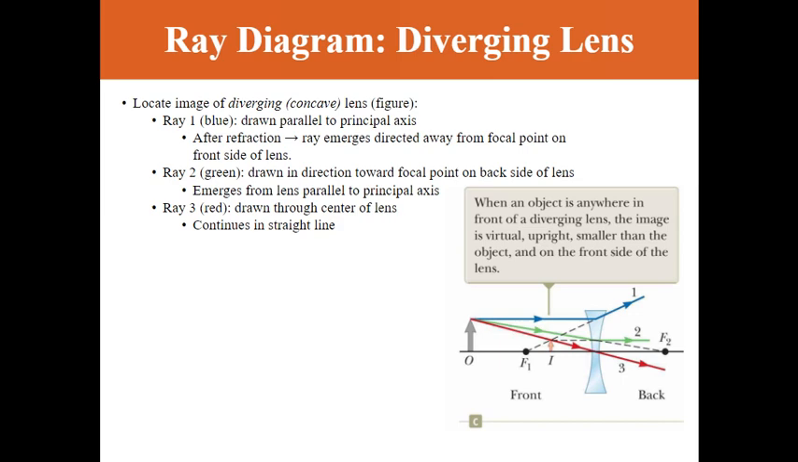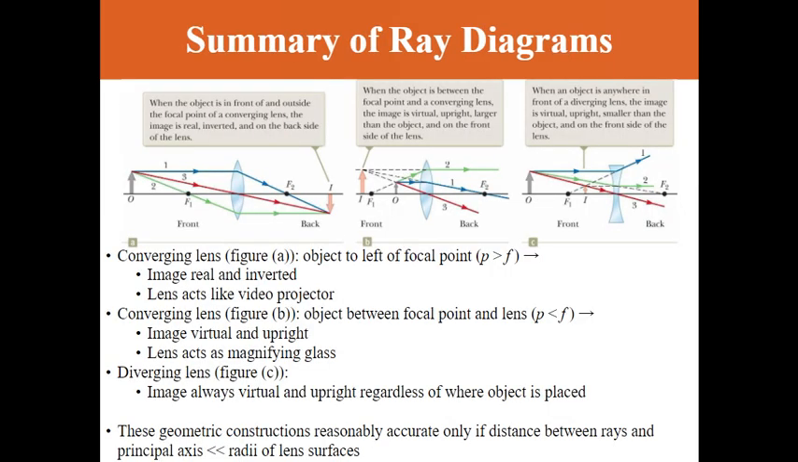And for this type of lens, again, the image is virtual, it's going to be upright, and it's always going to be minified, and it'll appear on the front side of the lens. So here's a summary then of the different ray diagrams you can end up with. So there's two cases for the converging mirror and one case for the divergent one.